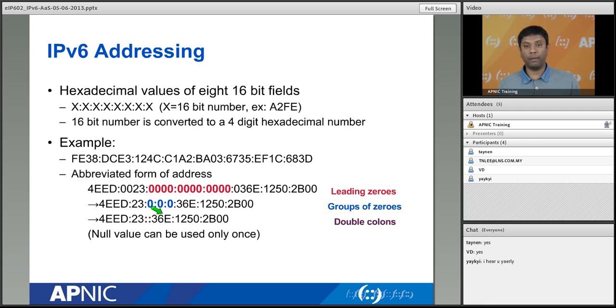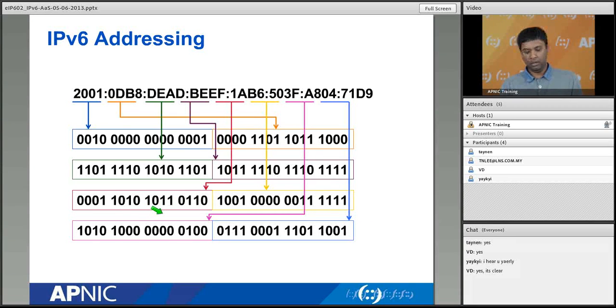Is it all clear? The abbreviation rules, how we can abbreviate an IPv6 address? Is there any question by any chance? If not, then we can move on.